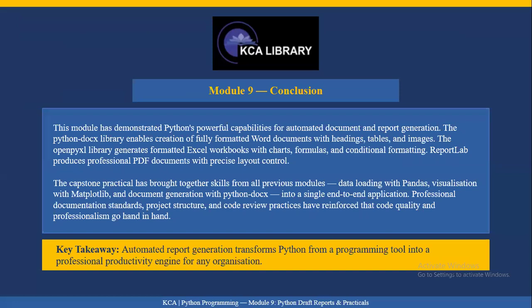Conclusion. This module has demonstrated Python's powerful capabilities for automated document and report generation. The python-docx library enables creation of fully formatted Word documents with headings, tables, and images. The openpyxl library generates formatted Excel workbooks with charts, formulas, and conditional formatting. ReportLab produces professional PDF documents with precise layout control. The capstone practical has brought together skills from all previous modules: data loading with pandas, visualization with the Matplotlib library, and document generation with python-docx into a single end-to-end application.